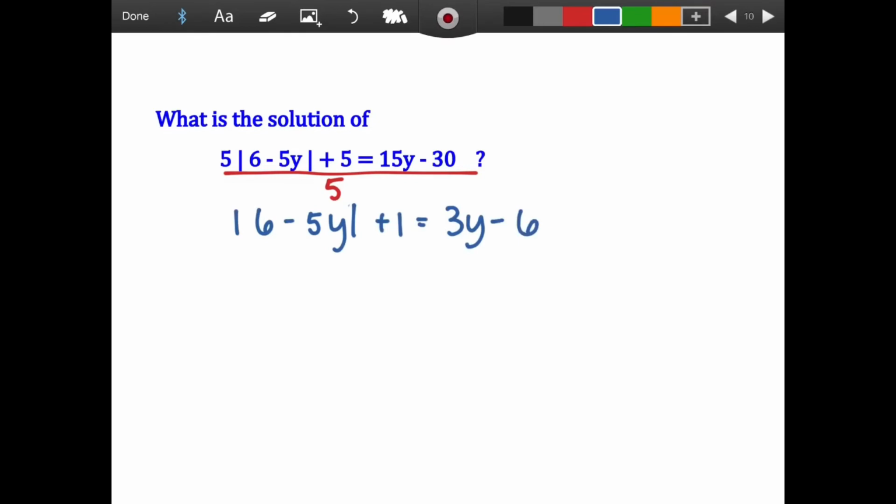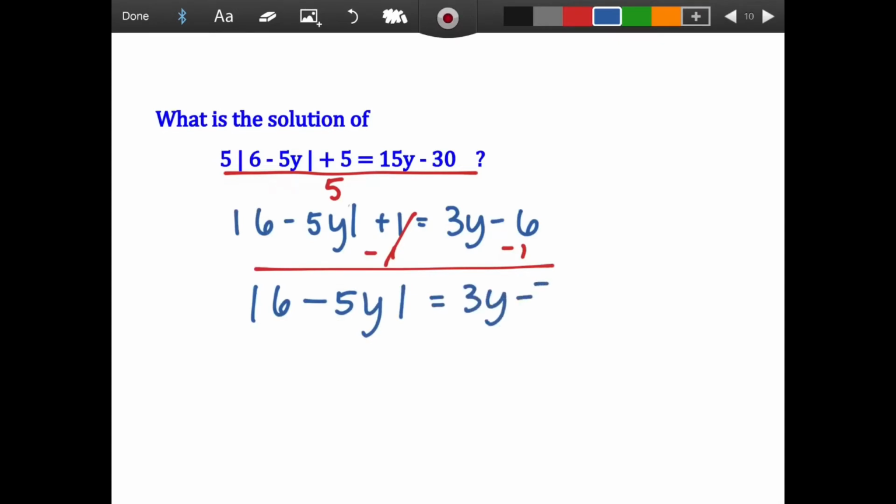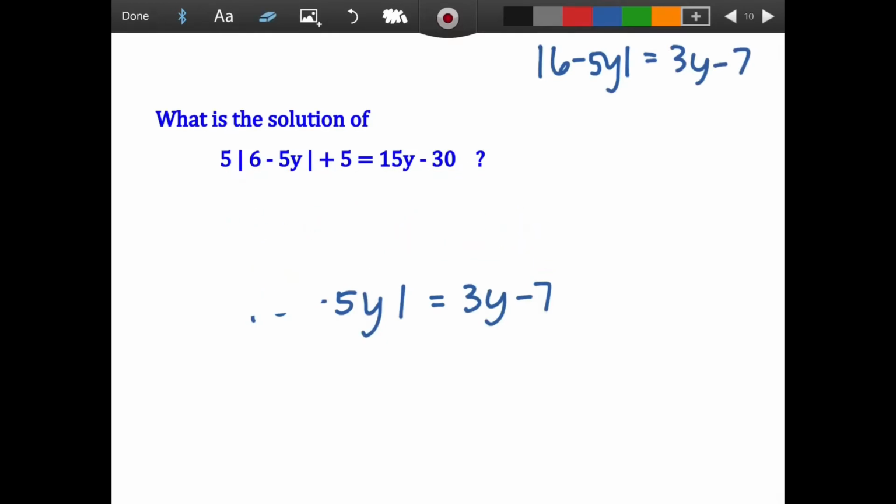Now we only have one step left to isolate the absolute value, subtract 1 from both sides. And we're left with absolute value of 6 - 5y is equal to 3y - 7. I'm going to rewrite this equation at the top so we have room. The absolute value of 6 - 5y equals 3y - 7. And I'm going to erase some of this work so that we have room to solve.